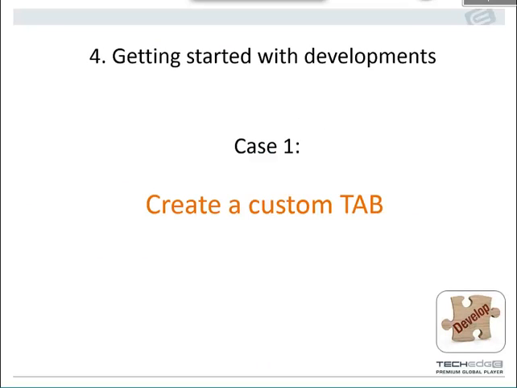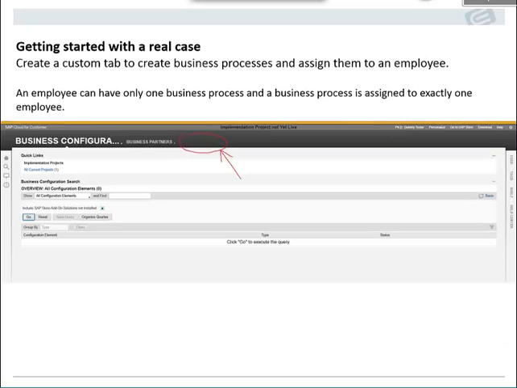Okay, let's start with two examples. This is the first one. We want to create a custom tab. Starting from a standard page of the product, we want to add our tab in the red circle. The new tab enables users to create business processes and to assign them to an employee. An employee is a standard object in this product. An employee can have only one business process, and the business process is assigned to exactly one employee.